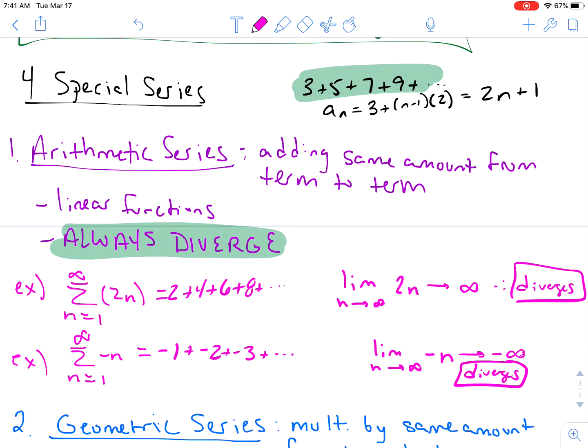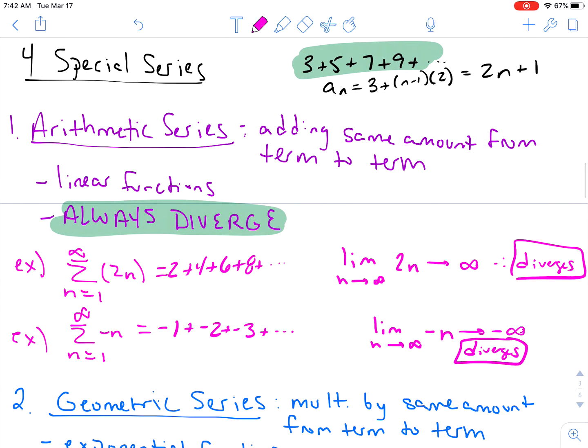Okay, so, if we have a bunch of problems in front of us and we see that we have a linear function, we know right away. This is an arithmetic series. This thing's going to diverge. We really don't have to do too much more work. Okay, what we should show is that the limit does not equal 0. Okay, look, the limit approached infinity does not equal 0. Okay, the next up are geometric series.